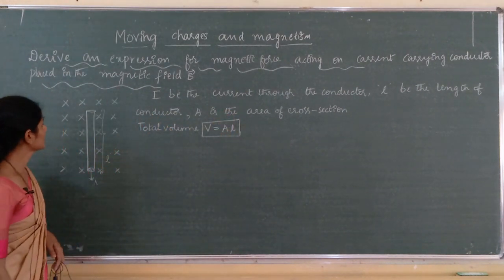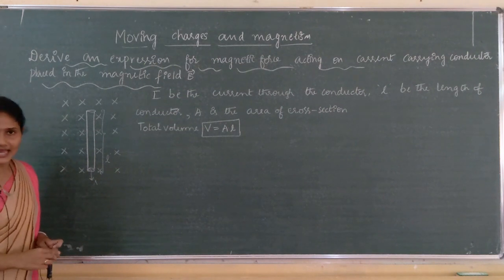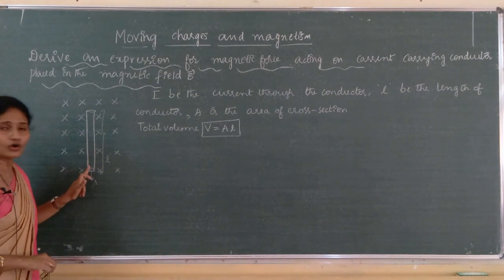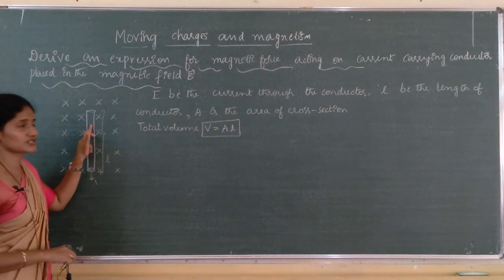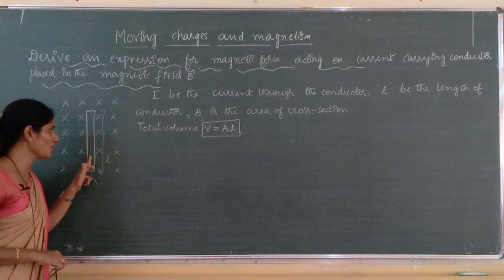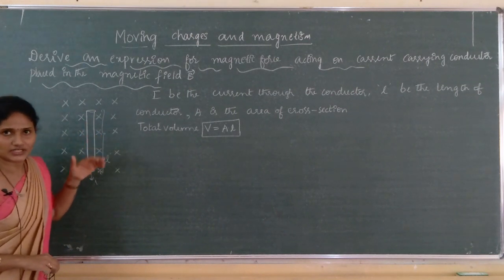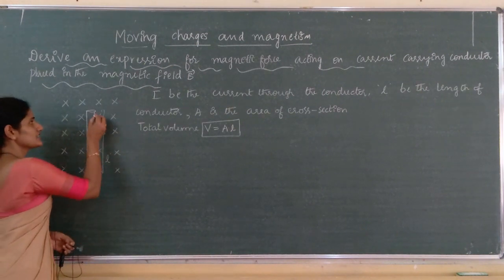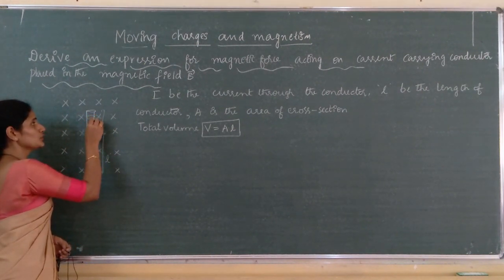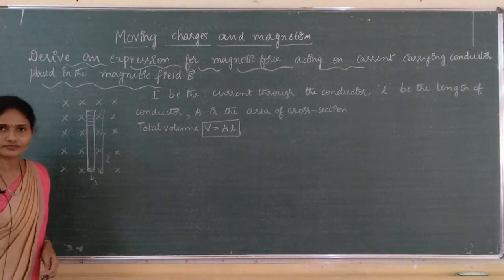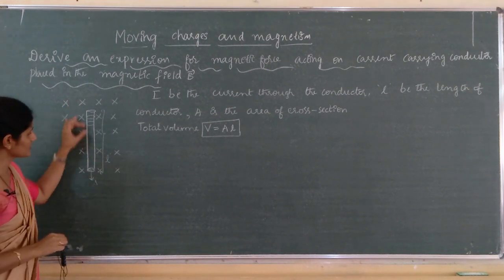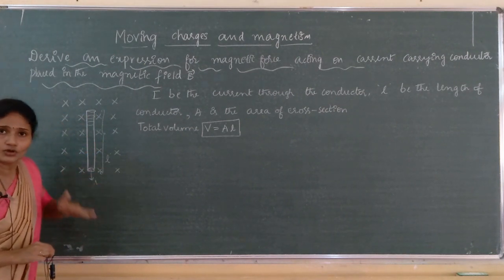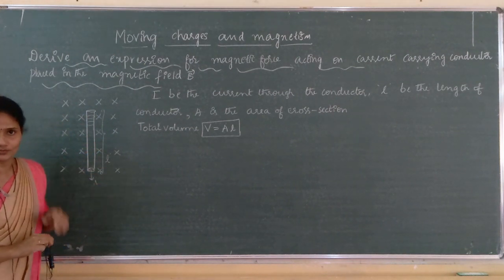Now, you just imagine that the charge carriers are moving in this direction. All the charge carriers are moving in this direction. That means this is the direction of velocity. Direction of velocity is upwards. Let us divide this total volume into a number of unit volumes.